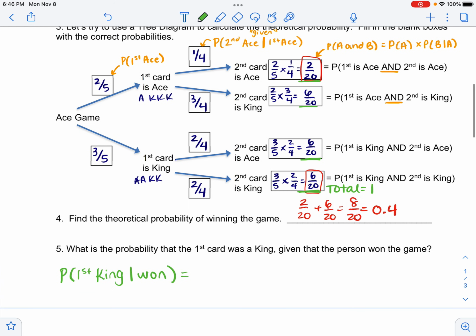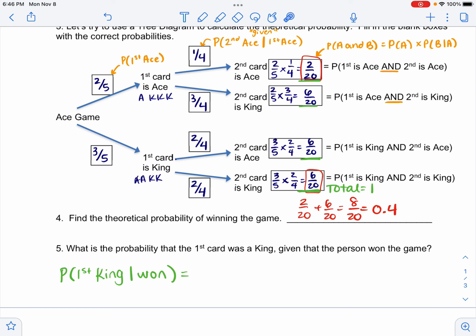So I'm going to look back up at my table. The first king is down here, and to win, I would need the second to be a king. So that probability is 6 over 20 from right here. So that's going to be 6 over 20 over the probability just that you won. Well, we found that right above. The theoretical probability of winning is 8 over 20 from question 4.